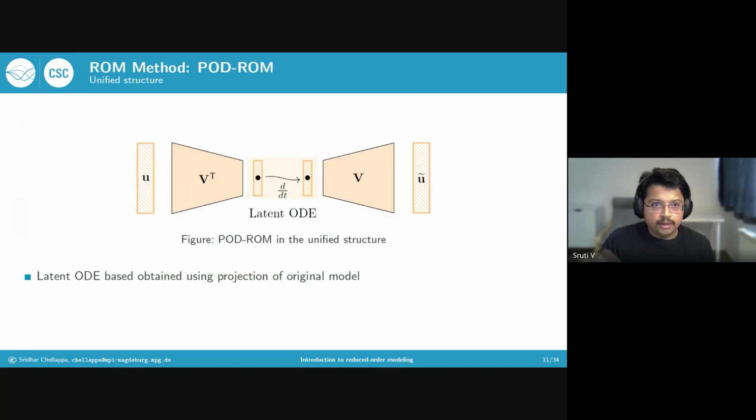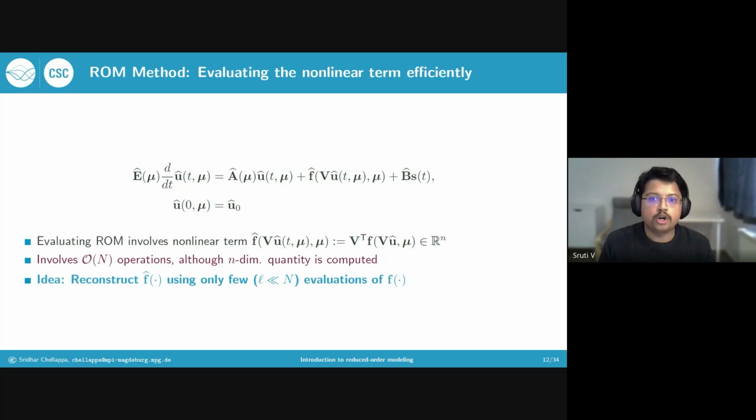I just want to briefly mention now how you can put this POD ROM in the unified structure that I mentioned before. So the encoding step, remember we had the encoding. Now that is replaced by the projection. So we simply have V transpose as the encoder, and the decoder becomes the unprojection, or the multiplication with V. And the magic happens in the latent space in the form of the latent ODE. Because we have the model, we can project and get the latent ODE, and then we can propagate forward the ODE by solving it. And then for each time instance, you can just apply the decoder and obtain the corresponding decoded version of your approximation.